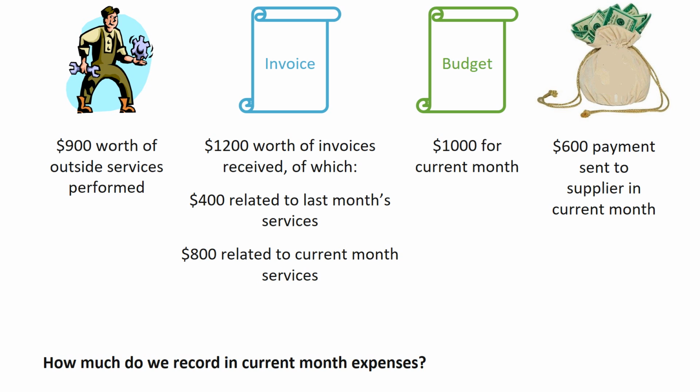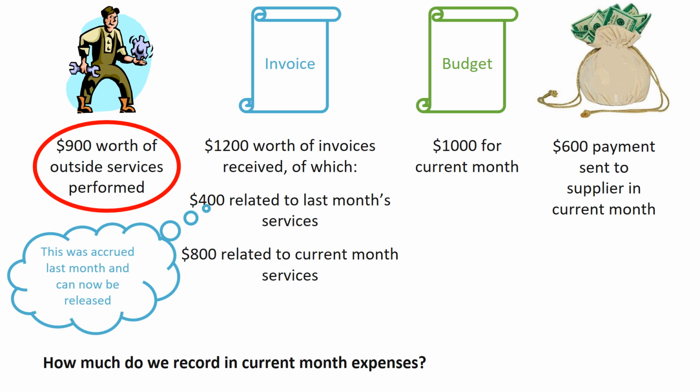Expenses should be recorded during the period in which they are incurred, so $900 is the correct answer. Let me talk you through why the other options are incorrect, and subsequently talk you through the related journal entries. The $400 related to last month's services was accrued last month and can now be released.